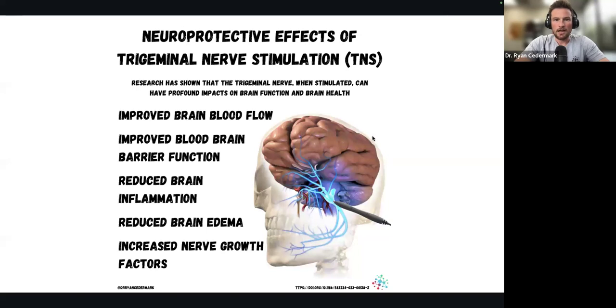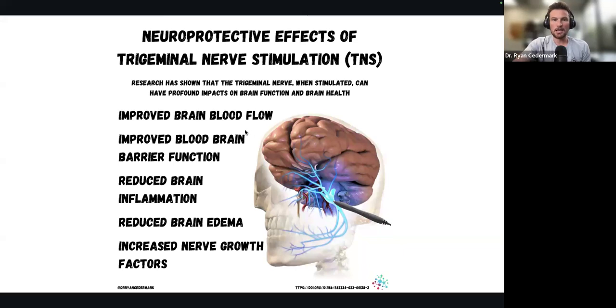So yeah, I really liked this paper because it talked about all the other things besides helping balance out autonomic function. Trigeminal nerve stimulation can improve brain blood flow. I've read papers on traumatic brain injury, concussion, and mild TBI, where there can be a reduction of blood flow to the brain upwards of, again, 50%, which means you're not getting oxygen to the brain.